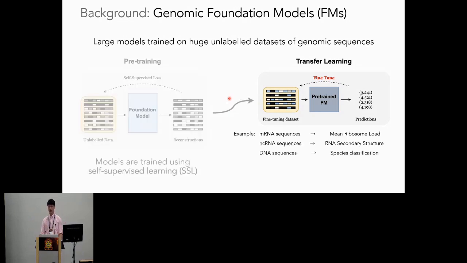Just for some concrete examples, if we train, for example, on unlabeled RNA sequences, we might take some mRNA sequences and we want to predict, for example, mean ribosome load, or the secondary structure for non-coding RNA sequences, or in the DNA world, we might want to, for example, classify these sequences.